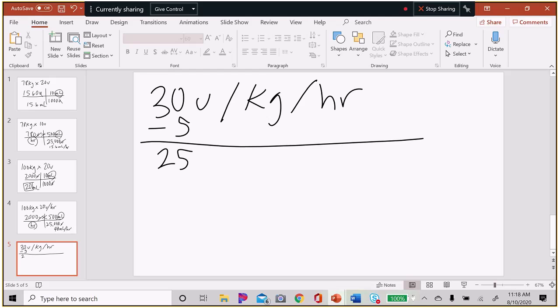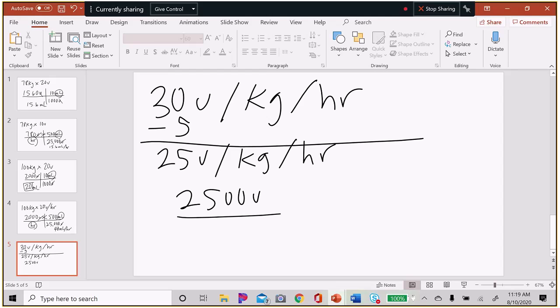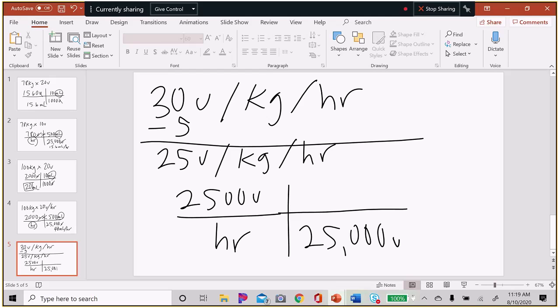So now we have to calculate the drip if it's going to be going at 25 units per kilogram per hour. So 25 times 100, because that's how much our patient weighs, is 2,500 units per hour. And we have to use the bag again, which is 25,000 units in 500 milliliters. So 2,500 times 500 is 1,250,000 divided by 25,000. Oh, wait a minute. Sorry.